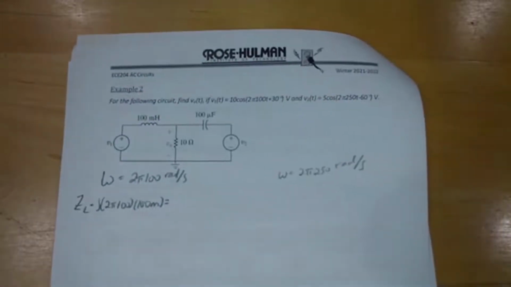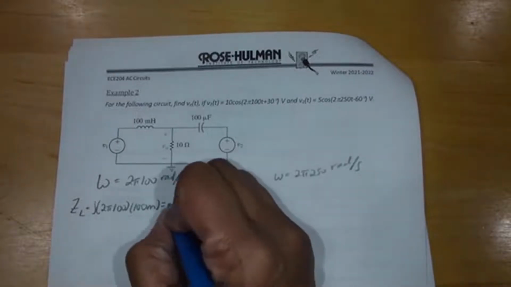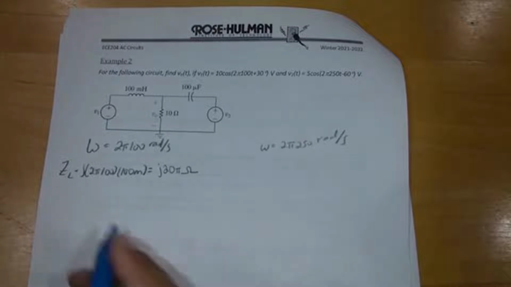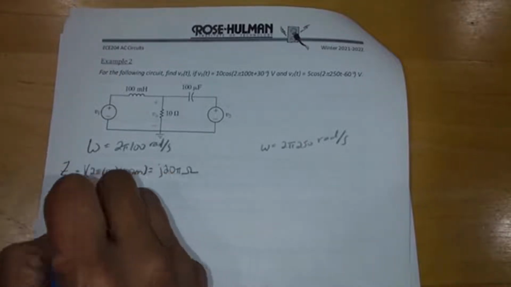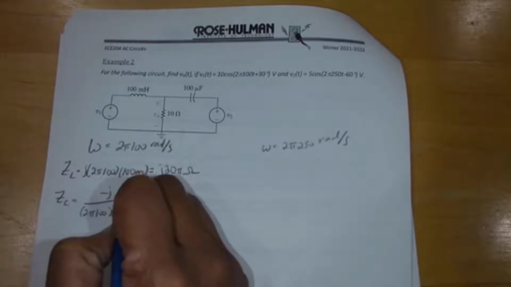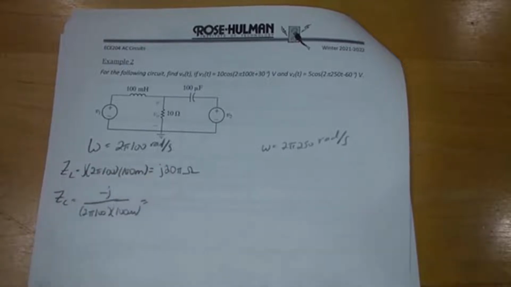If omega equals 2 pi 100, the impedance of the inductor is j 2 pi 100 times 100 milli, which is j 30 pi ohms. The impedance of the capacitor is negative j over omega C, or negative j over 2 pi 100 times 100 micro. So the impedance of the capacitor is negative j 50 over pi ohms.